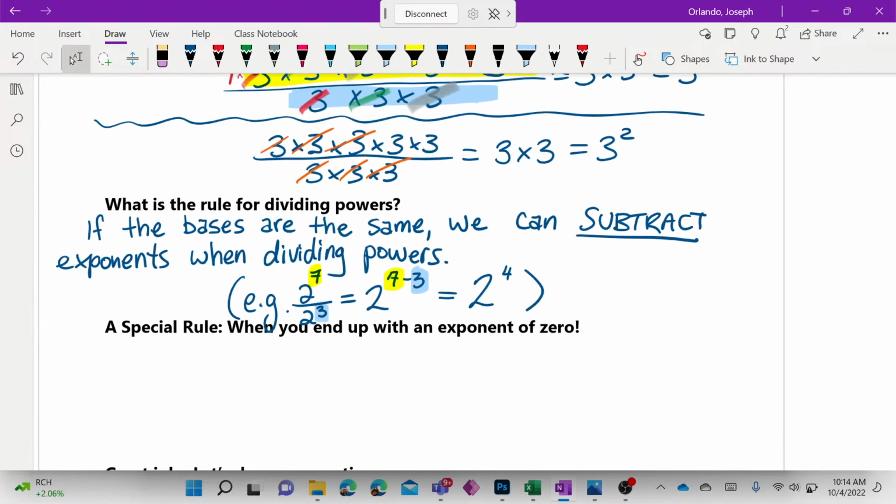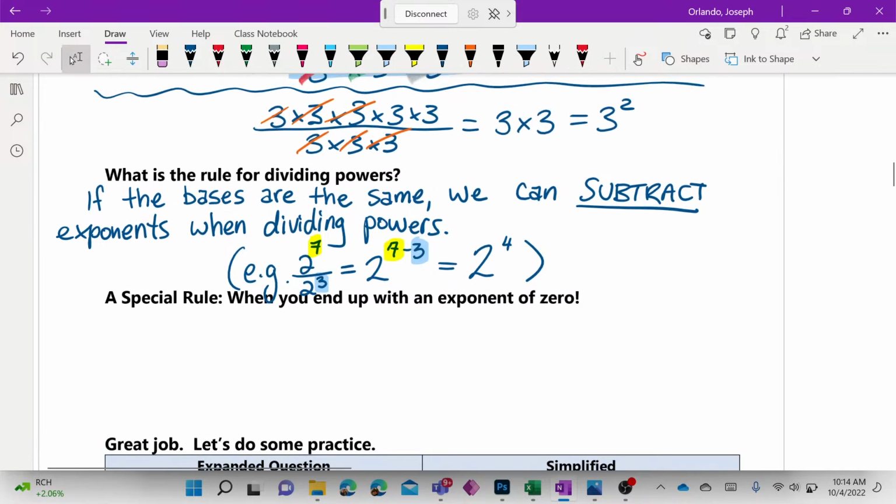Now, I wish I'd saved this, but here we are. That's fine. We could end up in an interesting situation, which I guess this is as good a time as any to do it. What if I had 3 to the 5 divided by 3 to the 5? Can I do that?